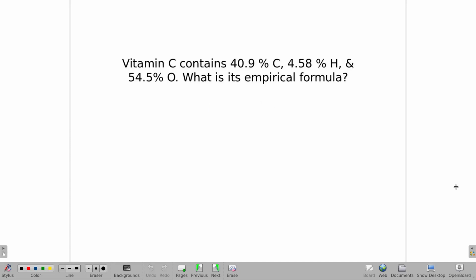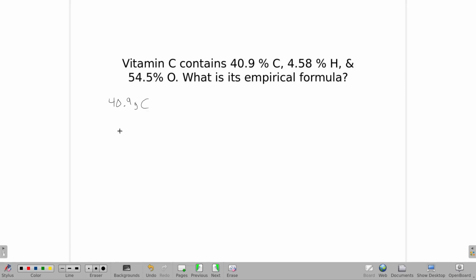Alright, let's do another one, just so we get some practice. Vitamin C, one we just introduced. Matter of fact, a few slides ago, I gave you the molecular formula. Let's figure out what its empirical formula is, and then we'll back up and look at the actual molecular formula and see if it is any different.